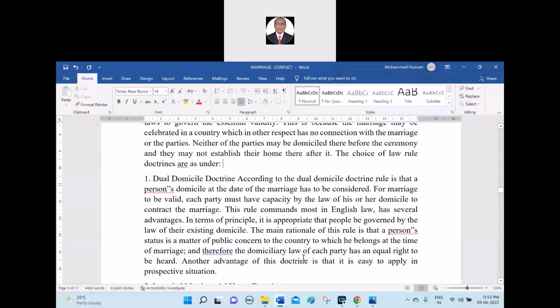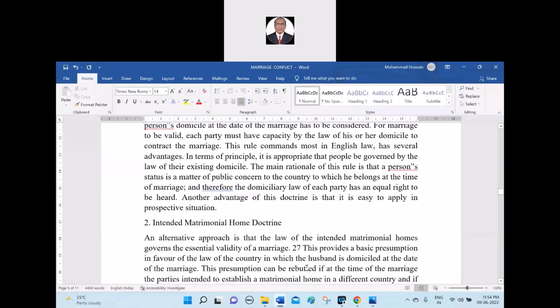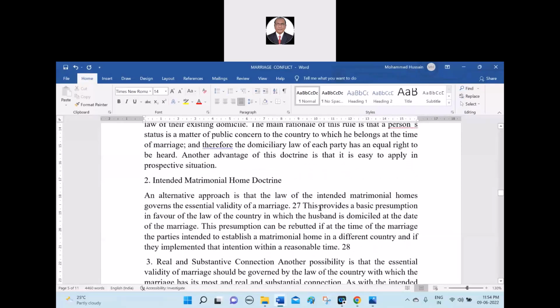Another advantage of the doctrine is that it is easy to apply to prospective situations. Whenever the marriage is conducted, we will see the domicile of a person for the substantive law. As far as procedural law or formality is concerned, it will be considered where the marriage is going to take place. That is actually the thing. These are all the gist of it.